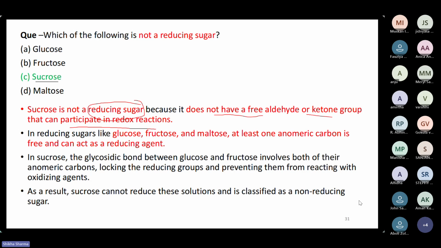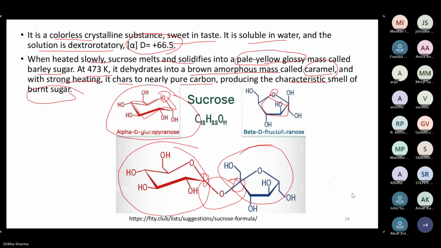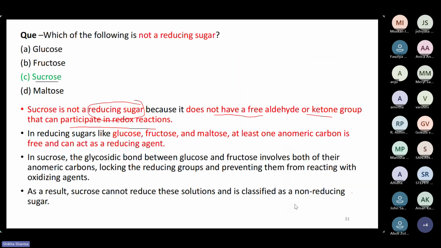So if we see here in this diagram, basically we can see that sucrose does not have any free aldehyde or ketone group attached. If there is no free aldehyde or ketone group, it cannot participate in redox reactions. In reducing sugars like glucose, fructose, and maltose, there is one anomeric carbon which is free, and it can act as a reducing agent.